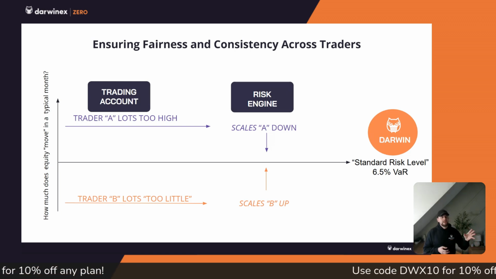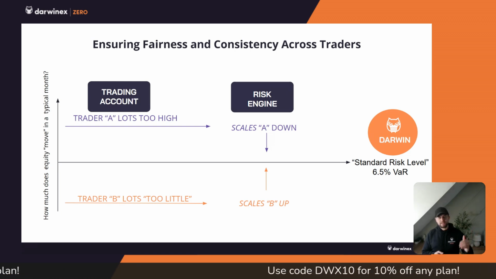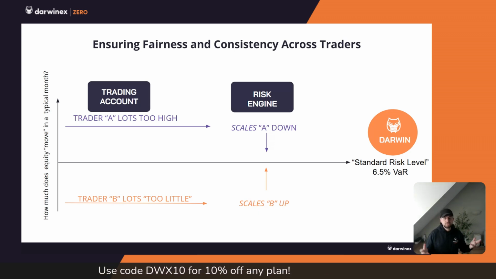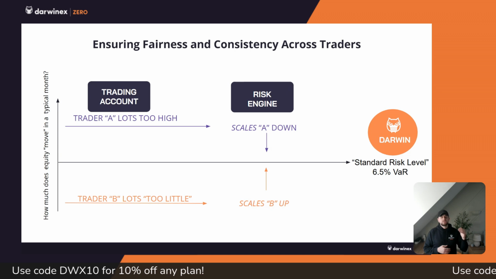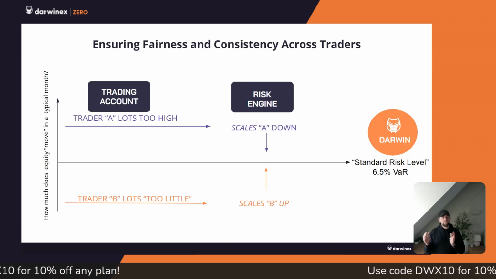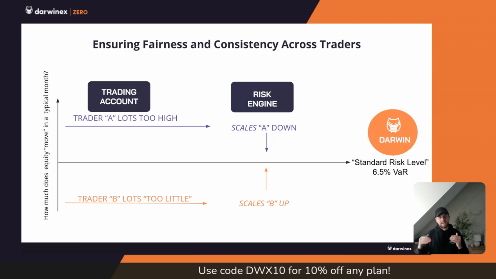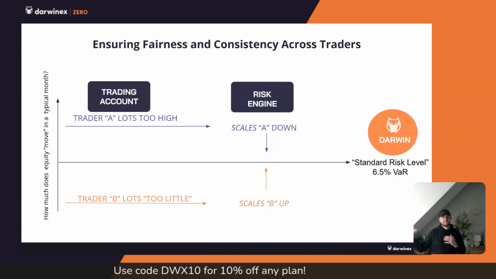Now, for trader A, the risk engine is going to be scaling their risk down. So it's going to be going, you're trading with 20 lots, which is a value at risk of 20% or 30%. So we're actually going to take your 20 lots and we're going to reduce that at Darwin level to 4 lots or 5 lots, because that's the same value at risk of the S&P 500.